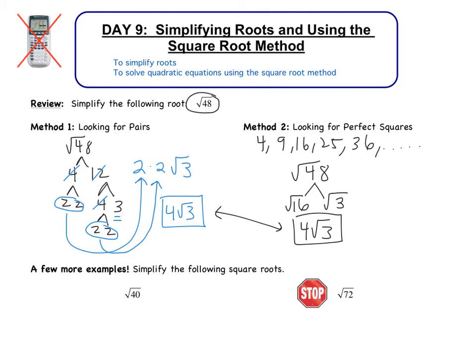Now method 2 you can notice is faster if you know your perfect squares really well. So for a lot of people it's difficult to see that 16 goes into 48. If you're not really good with your perfect squares, then method 1 is better. I personally prefer method 1 because it never fails. So you don't have to know the perfect squares as well. But either method will work. So now we're going to move on to a few more examples.